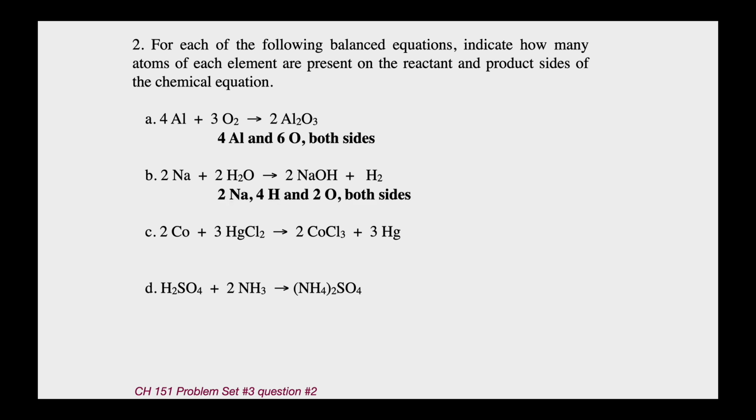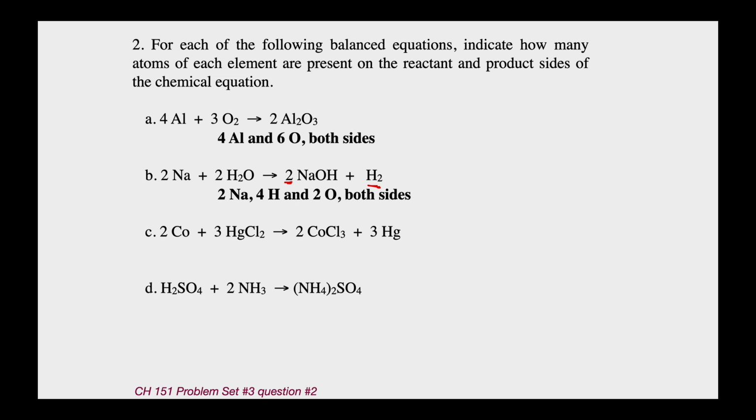The second one, if you count up, there's 2 sodiums on both sides, there are 4 hydrogens on both sides, and there's 2 oxygens. Now the hydrogens on the product side, which is the right side of the arrow, are a little confusing at first maybe. The big 2, the coefficient, means 2 Na's, 2 O's, and 2 H's. So 2 H's from NaOH plus another H2 right there, you've got 4 hydrogens on that side as well.